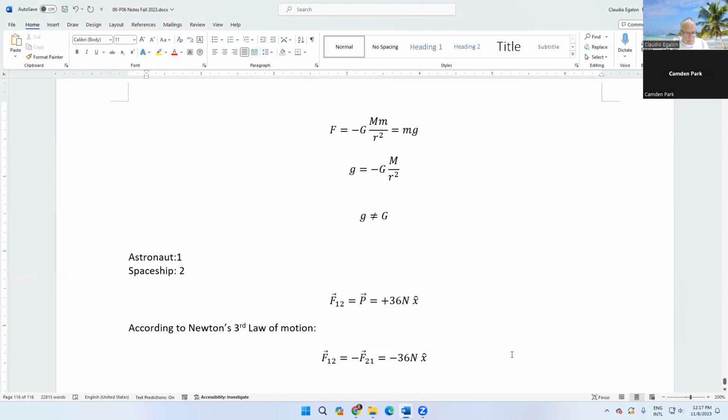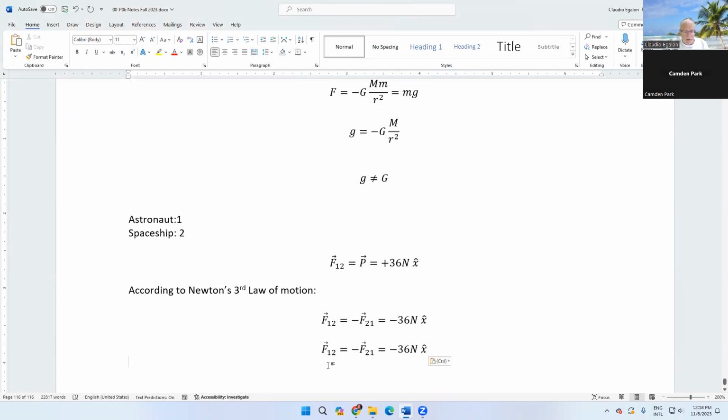Yeah, but when you try to get the acceleration for both spaceship and astronaut, how come they're not equal? They're not equal because their masses are different. The spaceship is much heavier than the astronaut, has much more mass than the astronaut. That's why. The forces are always equal, but the accelerations are different. In the case of Newton's third law, when two objects interact, yes, that's right.